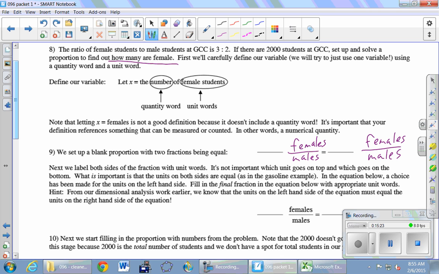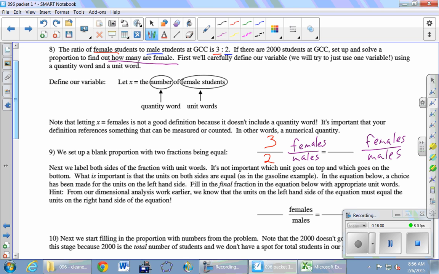Okay. So now we're going to start filling in those blank lines with numbers or numerical things. Looking up there at the first sentence, it says the ratio of female students to male students is 3 to 2. Those numbers, 3 and 2, go on this first fraction. Everyone agree? Let's pause there. Ramses says 3 on the top and 2 on the bottom. Are we comfortable with reading that, whatever the first word is goes with the first number, and the second word goes with the second number?